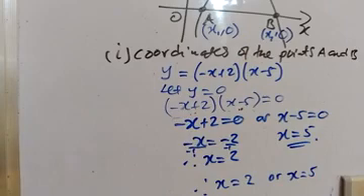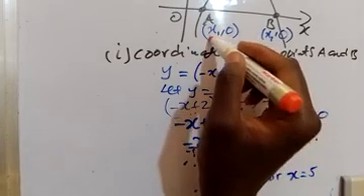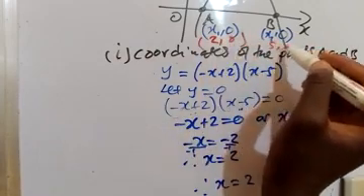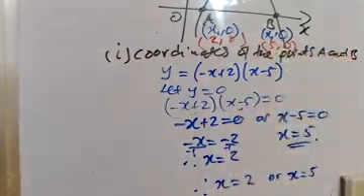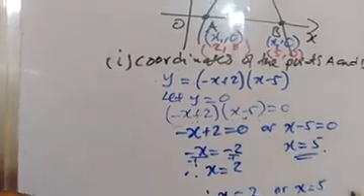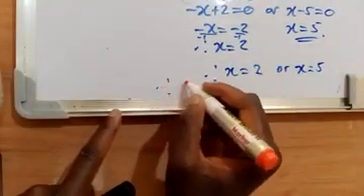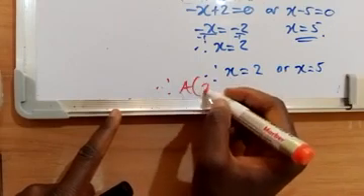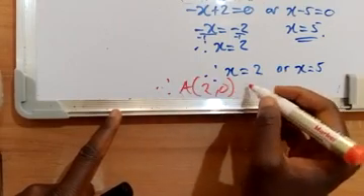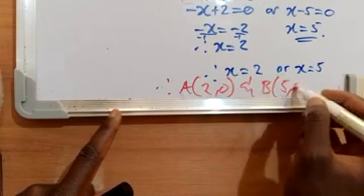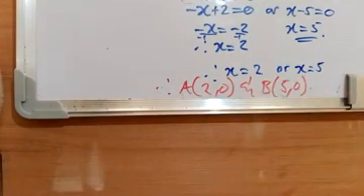Meaning that our new coordinates here, we're going to have 2, 0, and there 5, 0. So you conclude that the coordinates at A are 2, 0, and the coordinates at B are 5, 0. Okay.